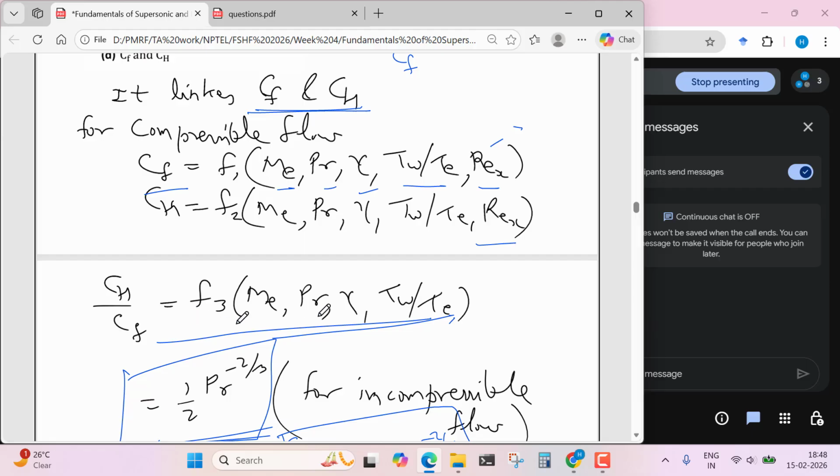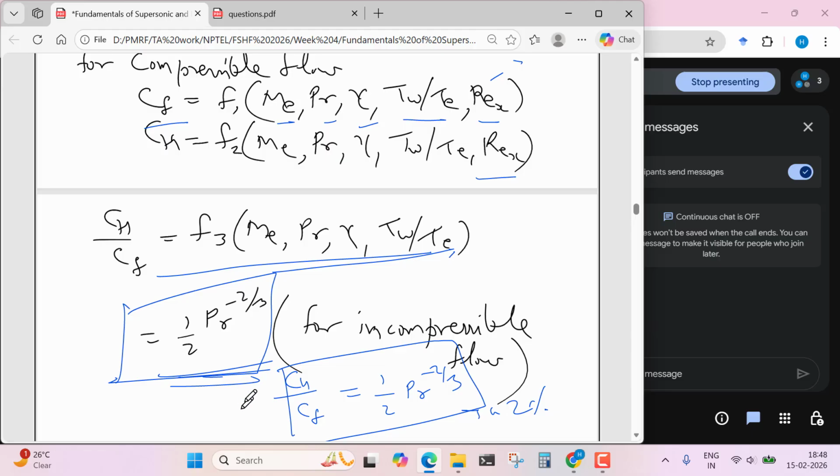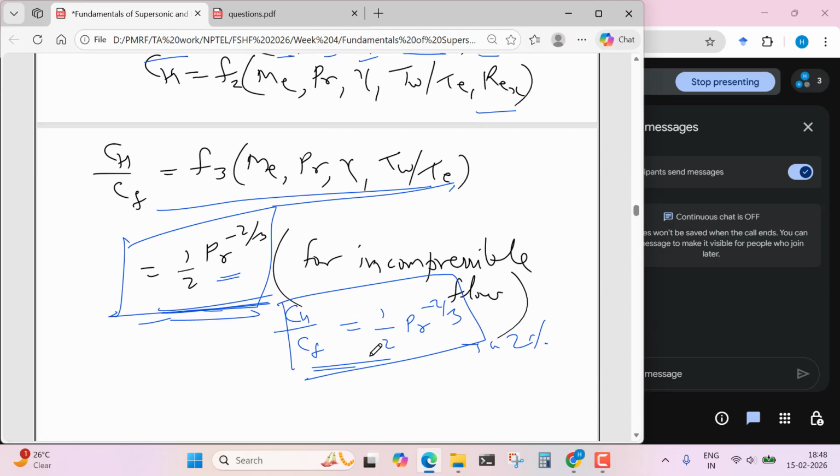This is for compressible flow. For incompressible flow, it will depend only on the Prandtl number, and it is given by 1 upon 2 Pr to the power minus 2 by 3. Even for compressible flow, if we consider CH upon CF with this formula, there will be an error of only up to 2%. So for rough calculation, you can use this formula also for compressible flow, but not for actual calculation.